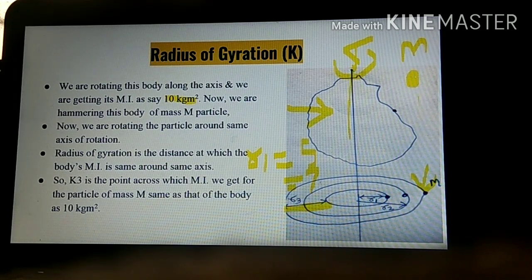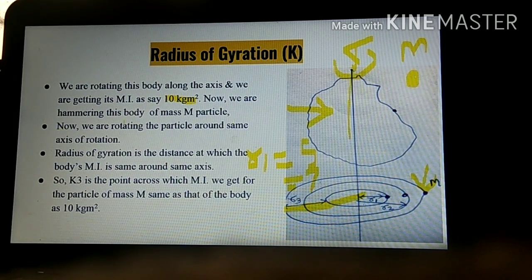I will repeat, whatever the moment of inertia of this whole body is, if we are hammering this body and making it into a mass m, and whenever we rotate it along the same axis and we get the same moment of inertia, that distance is called the radius of gyration. What is that distance called? Radius of gyration. Now we will see.